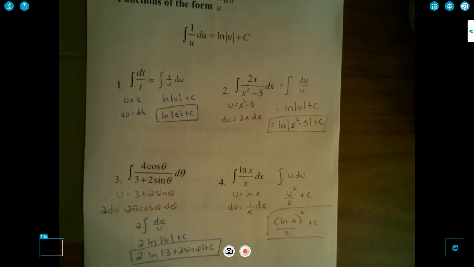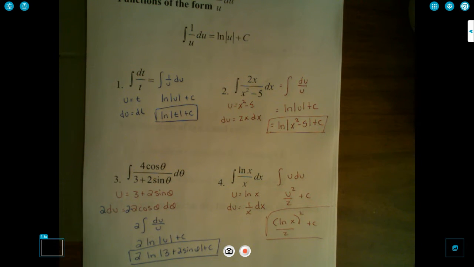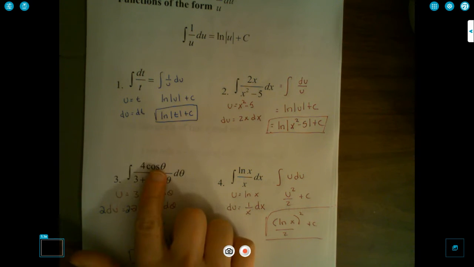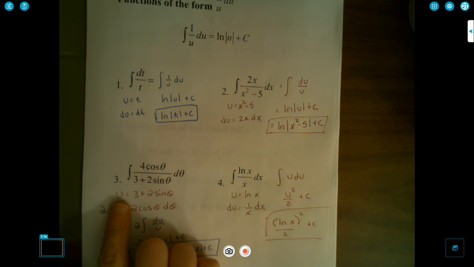The fun begins when we get to example 3, and honestly, this isn't even that bad either. We go ahead, let the denominator be u. Okay, so now I got trig functions up top, down below. We're going to let the denominator be u. 3 plus 2 sine theta. Take the derivative of that. It's going to be 2 cosine theta d theta.